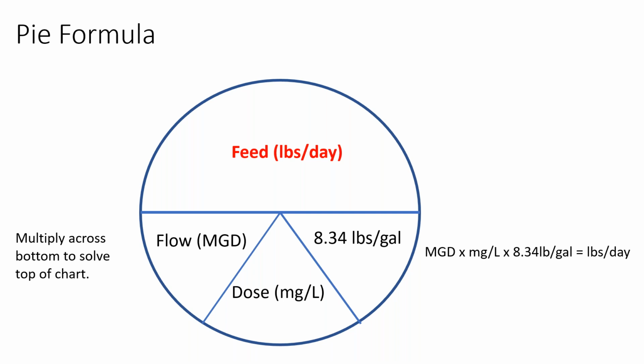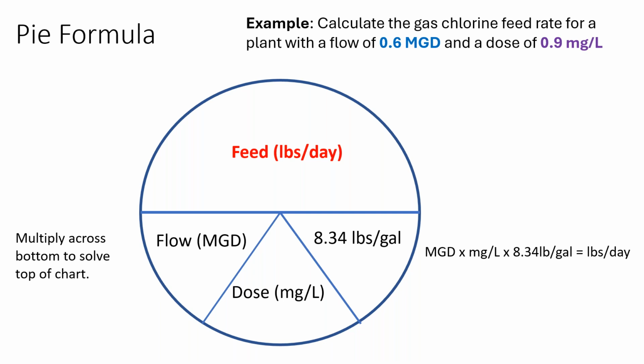If we multiply across the bottom, you notice that's the same as the algebraic formula, MGD times milligrams per liter times 8.34 pounds per gallon. Let's try this with an example, a flow of 0.6 MGD and a dose of 0.9 milligrams per liter. We can write those right into the chart. For flow, we put in our 0.6. For dose, we put in our 0.9. Now we have 3 numbers on the bottom. We can multiply across the bottom: 0.6 times 0.9 times 8.34 pounds per gallon.